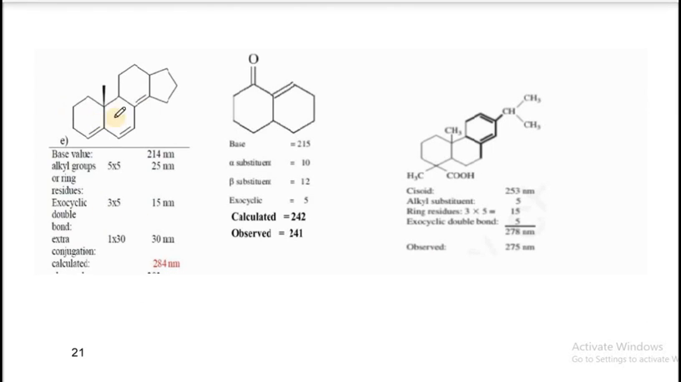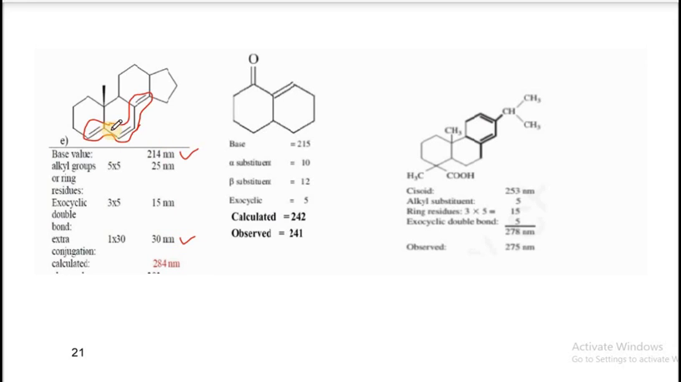In this example, suppose this is also a diene, but there is also one double bond present. So first if we consider the base, this is the base but the double bond is extending, so this is a system. And now for a heteroannular diene we take the basic value 214 nanometer. Now this is a double bond extending conjugation. For a double bond extending conjugation we have to add 30 nanometer.